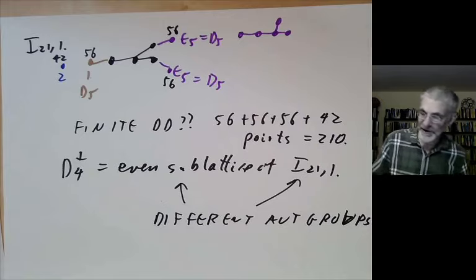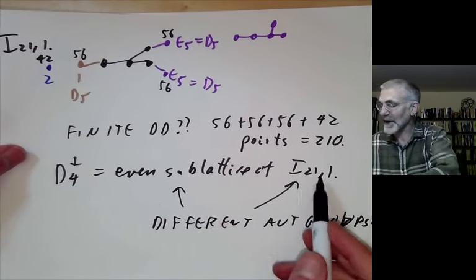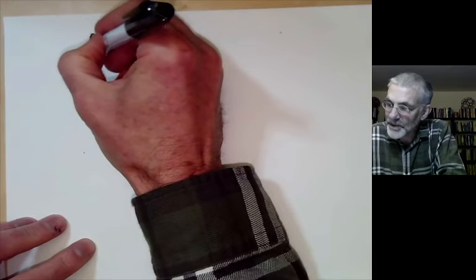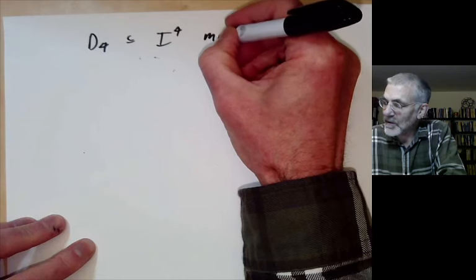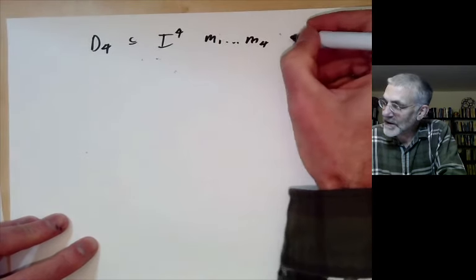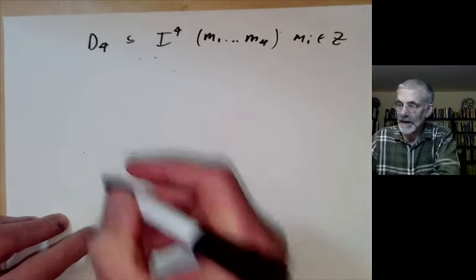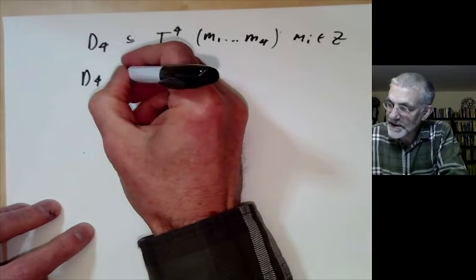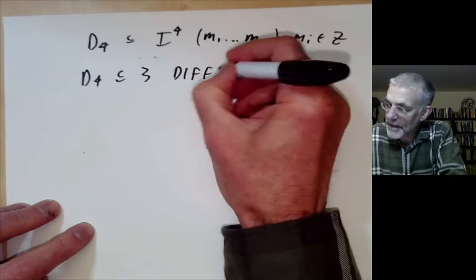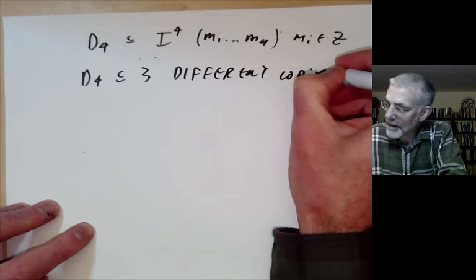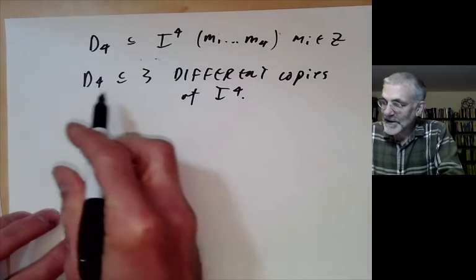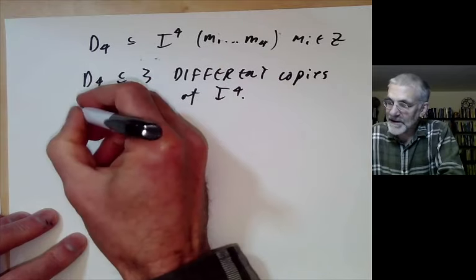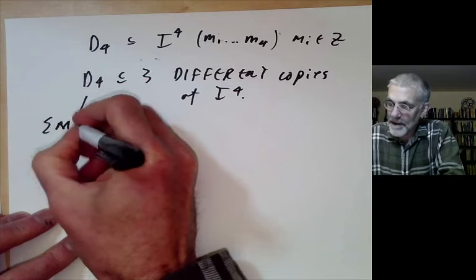In order to understand what's going on, it's easier to look inside a smaller dimension. So this is in 22 dimensions, which is a bit hard to figure out, but we can see the same thing going on with D4. So D4 is contained in the lattice I4. So I4 is just all vectors (m1, ..., m4) with mi in Z. And D4 actually is contained in three different copies of I4. And we can see this as follows. So D4 is the set of all vectors like this with the sum of the mi even.